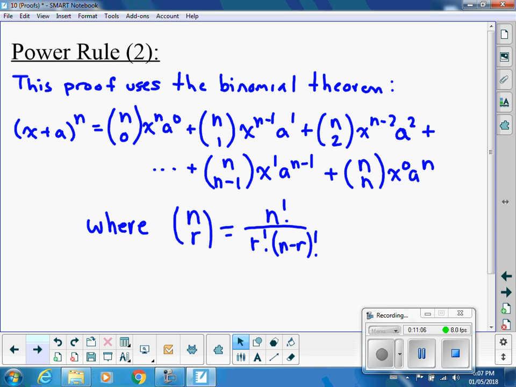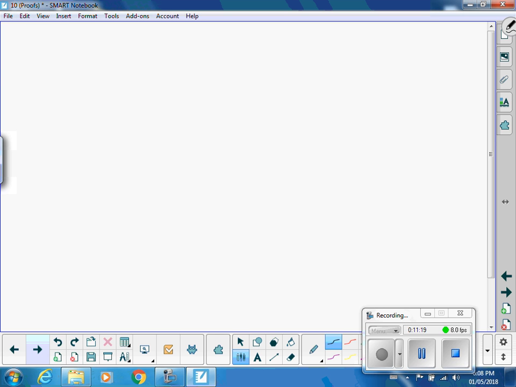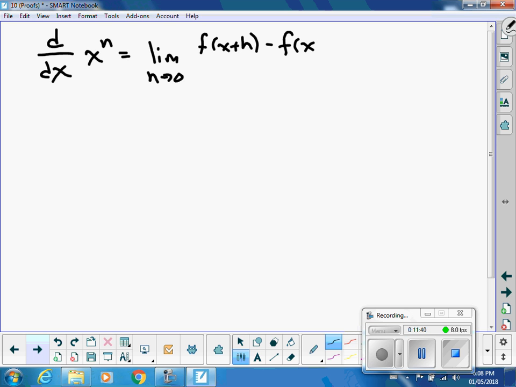So we need to make use of this in order to use what we're going to call the normal expression for derivative. So here we go, round 2. I'm going to start off with our expression. So the derivative of x to the n is equal to the limit as h approaches 0 of f of x plus h minus f of x over h.